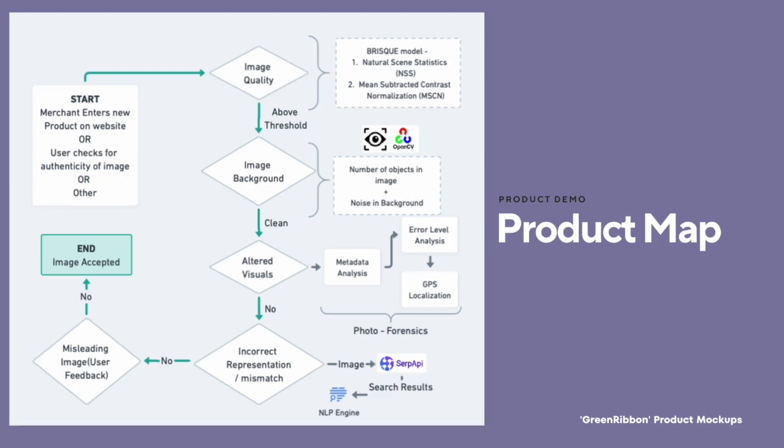Error level analysis allows us to check different compression rates within the image. Once an image has been clicked, it is compressed. In case it has been photoshopped or altered, the compression level of local areas within the image changes. This is what error level analysis helps us to identify. If the compression has been changed, then we know that the image has been photoshopped and is an altered image and not the real image.